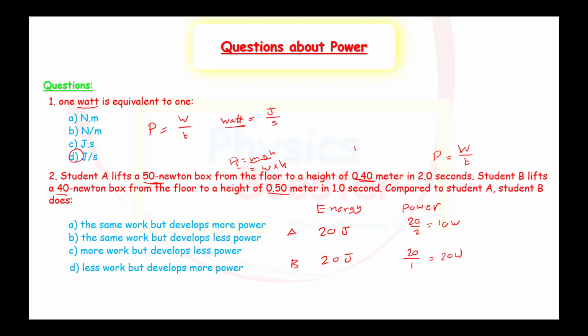Now let's go back to our question. It's saying that compared to student A, student B does the same work but more power, same work but less power, more work, less power, more work, more power. Well, in terms of work, they are doing the same work. So it's either A or B. It's not C or D. But in terms of power, student B uses more power than student A. He uses 20 watts of power. So the answer is clearly A.